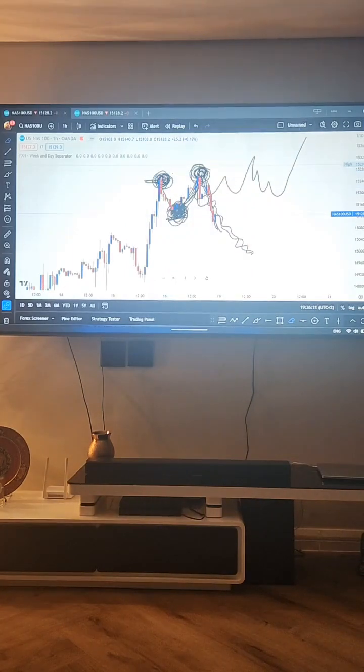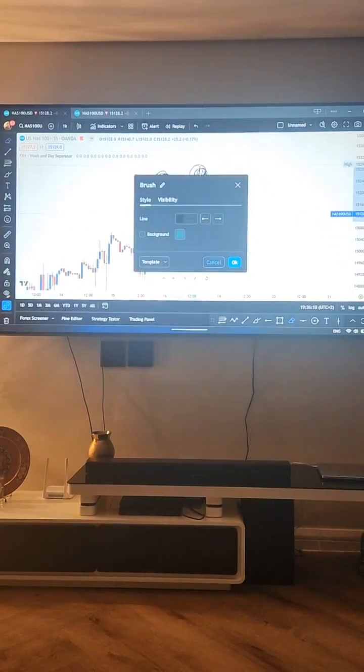And I want to remove all these things. Just give me a second. Oh gosh.